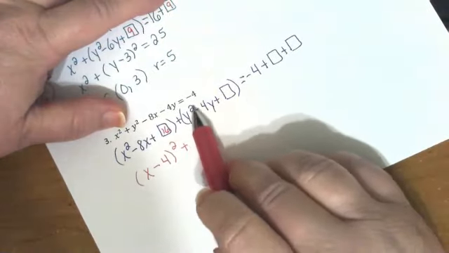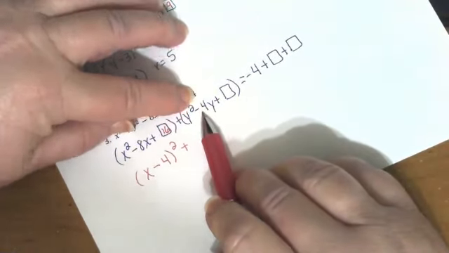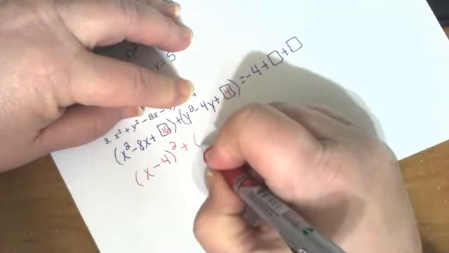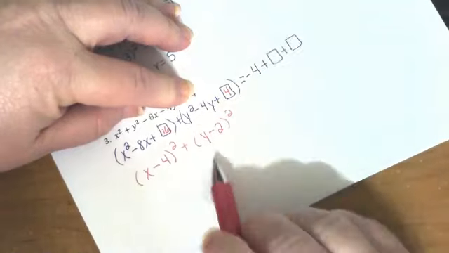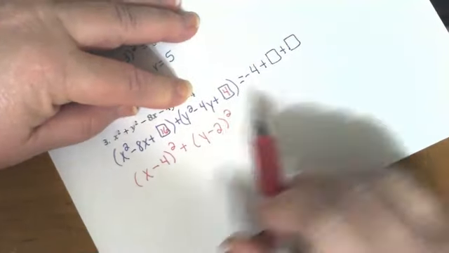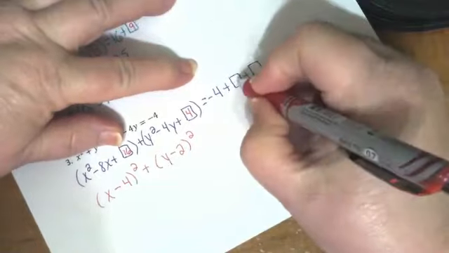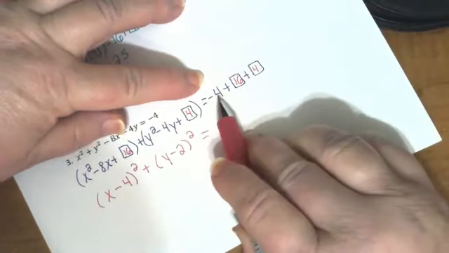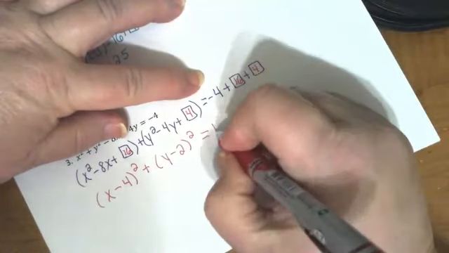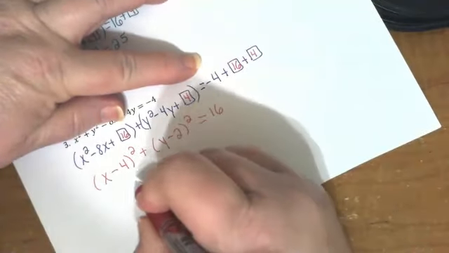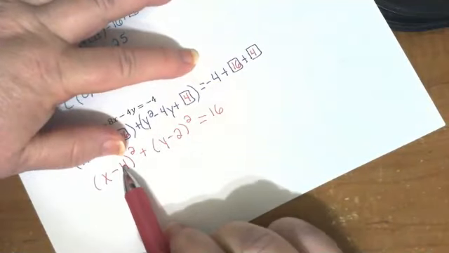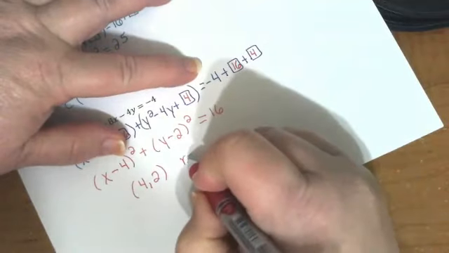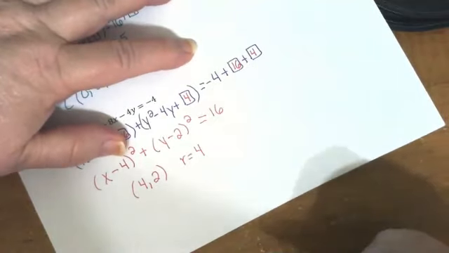Over here, y squared minus 4y, half of -4 is -2. When I square that, I get 4. So that factors to be y minus 2 squared. Now, whatever I put in these boxes, whatever I add to the left side, I have to also add to the right side. So -4 plus 16 plus 4 is 16. The center of my circle is my h and k, 4, 2, and my radius is 4.